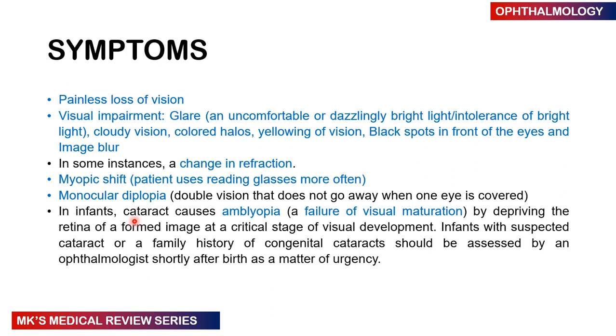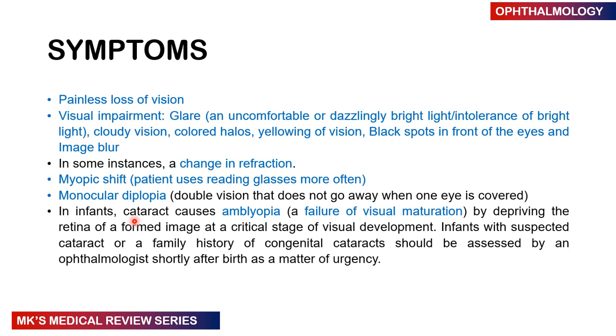You may have visual impairment, so you may have a glare, which is just simply an uncomfortable or dazzling bright light or intolerance to bright light. You may have clouded vision. You may have colored halos, especially yellowing of the vision. You may sometimes have black spots in front of the eyes and image blurring. In some instances, there may be changes in refraction. You may have a myopic shift where the patient actually uses reading glasses more often. Then, of course, you may have monocular diplopia, which is double vision that usually does not go away when one eye is covered. So if you cover one eye, you're still having double vision.